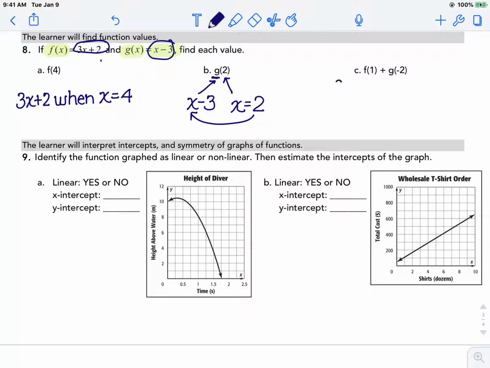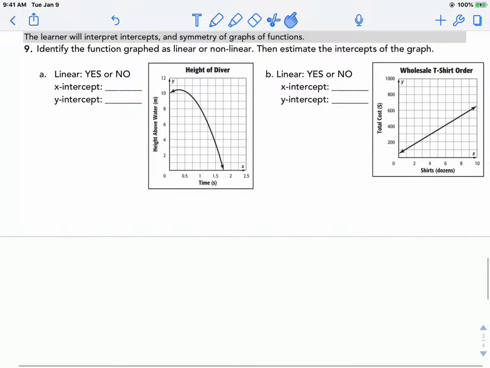Letter C wants you to do 2 things. Go find the f equation when you put 1 in. So the f equation, you know what that looks like, and your input's going to be 1. Get a number for that. Then you have to go get the g equation. You know how to do that, and use it with negative 2 as your input, and then add those 2 values together at the end. Pause the video and take care of these things.